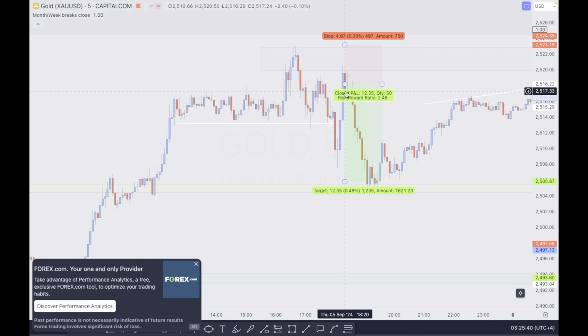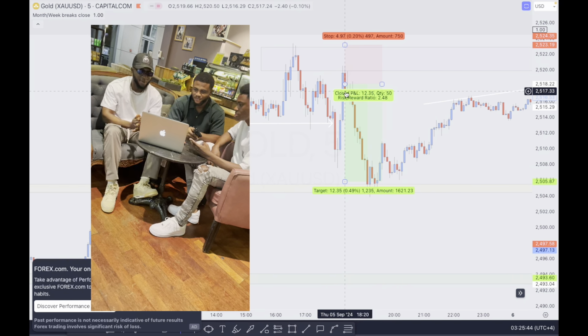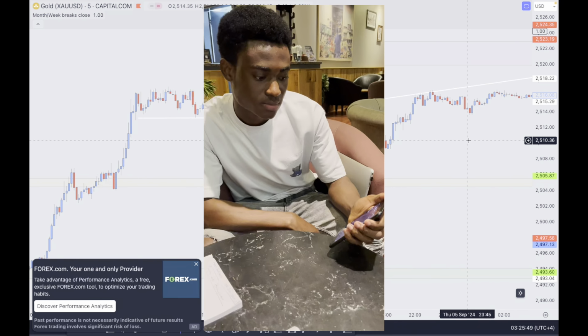And this is actually a trade that one of my brothers took whilst we were just looking at the chart together and just having fun on the chart, right? He took this trade exactly at this price.